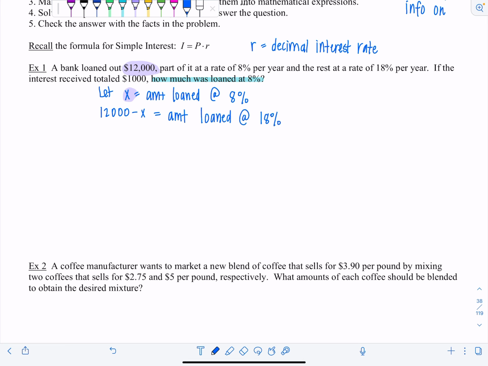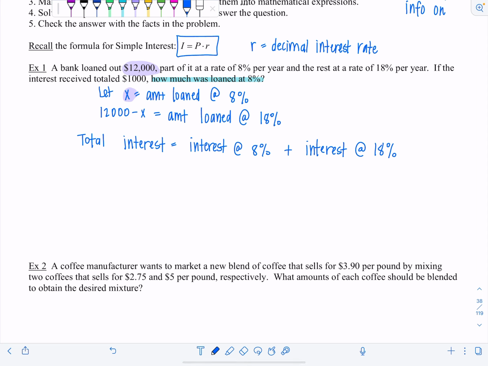Okay? And the total interest at the end of the year is equal to the interest from the amount at 8% plus the interest from the amount loaned at 18%. So now I'm going to use I equals P times R and solve for x. This x and 12,000 minus x, those are the P, the principal amounts that were invested. Okay, how are we doing? You're all right? No one's had a meltdown yet?